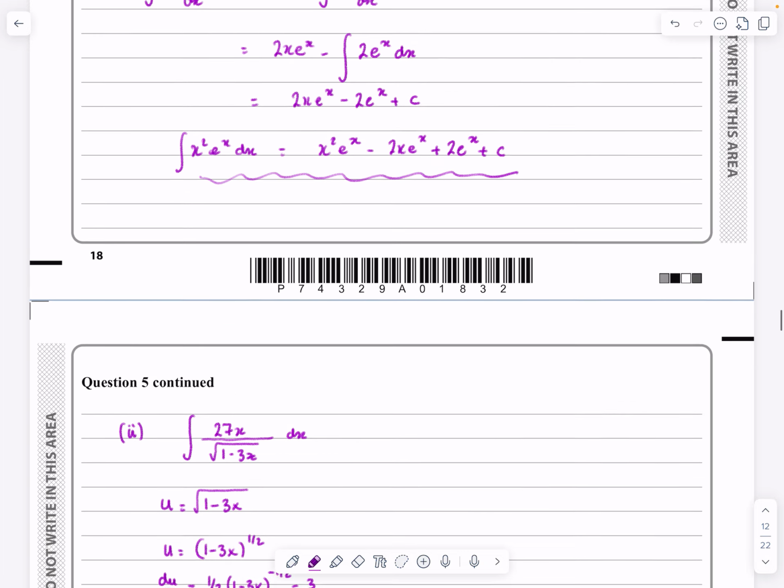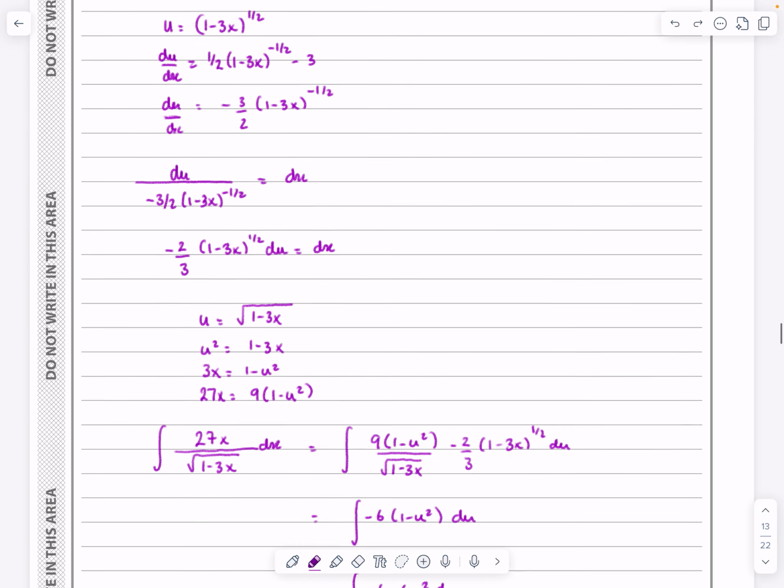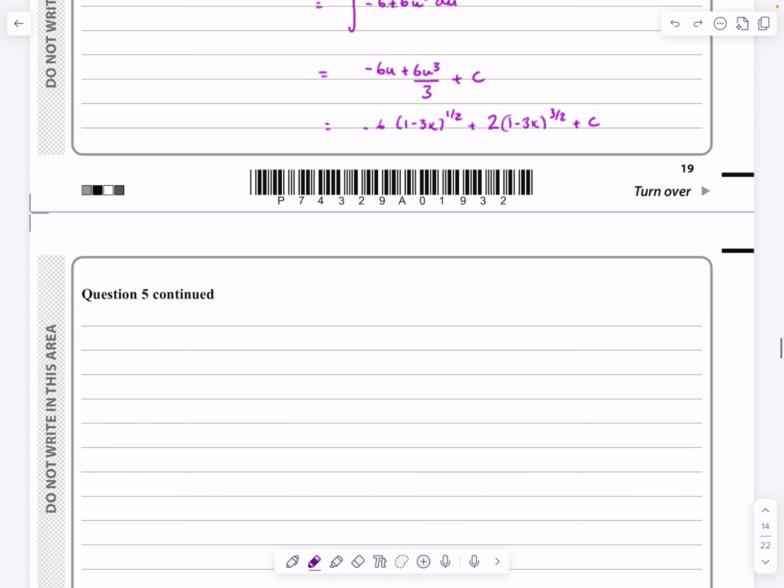Now, what we're trying to get it to look like. Right, okay, and then a little bit of work here is involved in just getting it to look like this thing, which looks to me like they've taken (1 minus 3x) to the half out as a factor, and minus 2, but let's see what happens if we do that then.